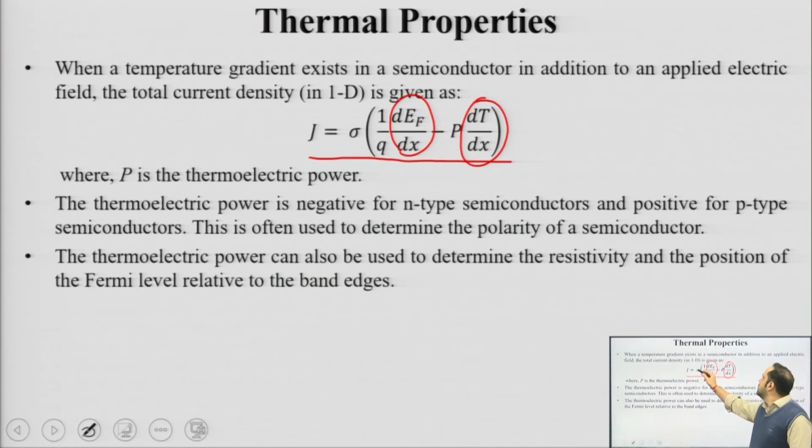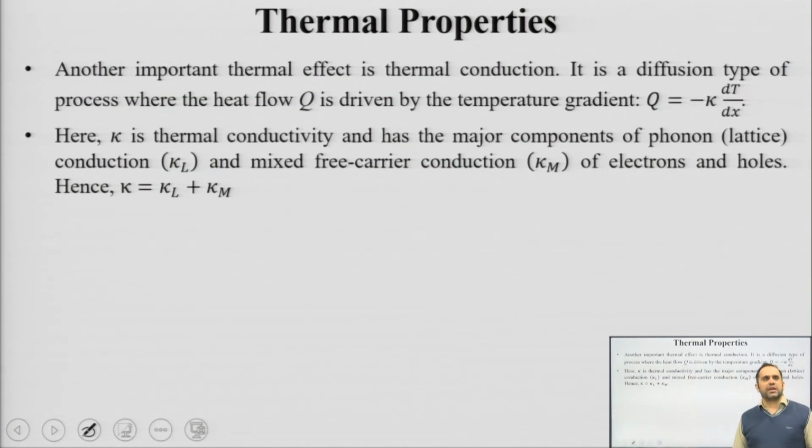So, if you have conductivity, you can determine from here, the reciprocal of that becomes resistivity, and also the position of the Fermi level with respect to band edges, between EC and EV, you can measure the position of the Fermi level. Another important thermal effect is related to the conduction or thermal conductivity.